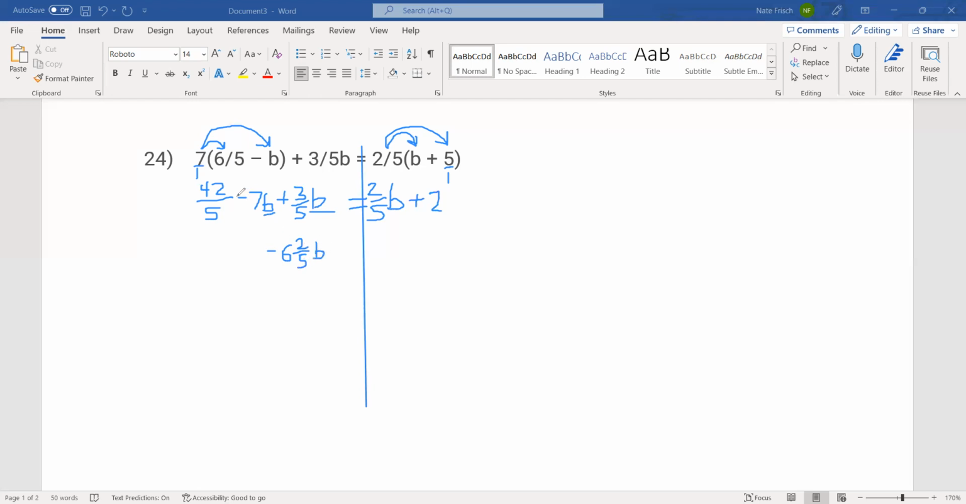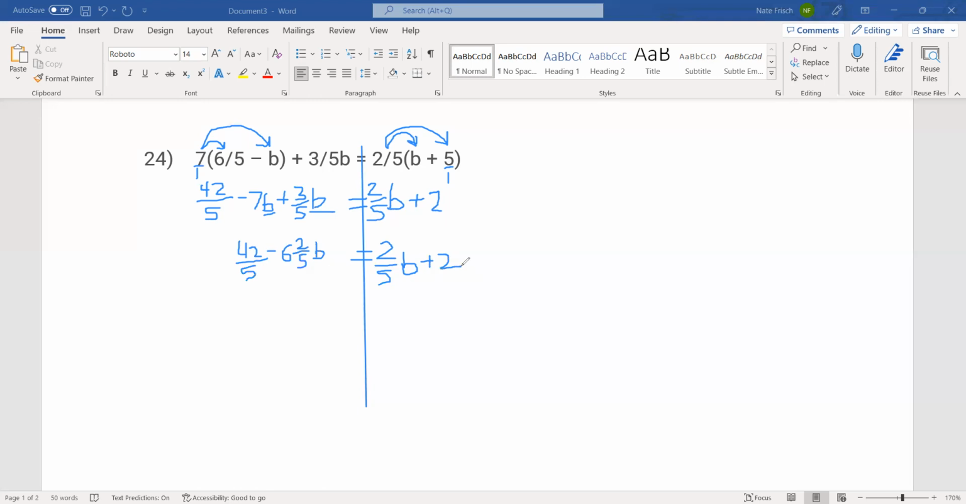So I'm getting this by combining that negative 7 and that positive 3/5 b. Well, they're both b terms or values. And then the 42/5 I'm just going to bring down. And here again, maybe this would be helpful to make it into a mixed number, but we'll see at the next step. Sometimes it just depends on the problem you're doing, if it's easier to leave it improper or as a mixed number. I can't simplify anything on the right-hand side because those are not like terms. So I will just rewrite 2/5 b plus 2.